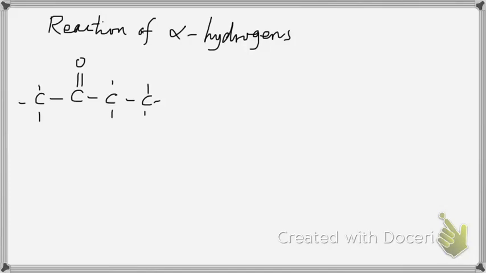The last type of reaction we will take a look at for ketones and aldehydes are the reactions of the alpha hydrogens. So let's define what the alpha means here. I've mentioned previously that we are going to look at the functional group present in the molecule, and the first carbon that is directly attached to the functional group will be the alpha carbon.